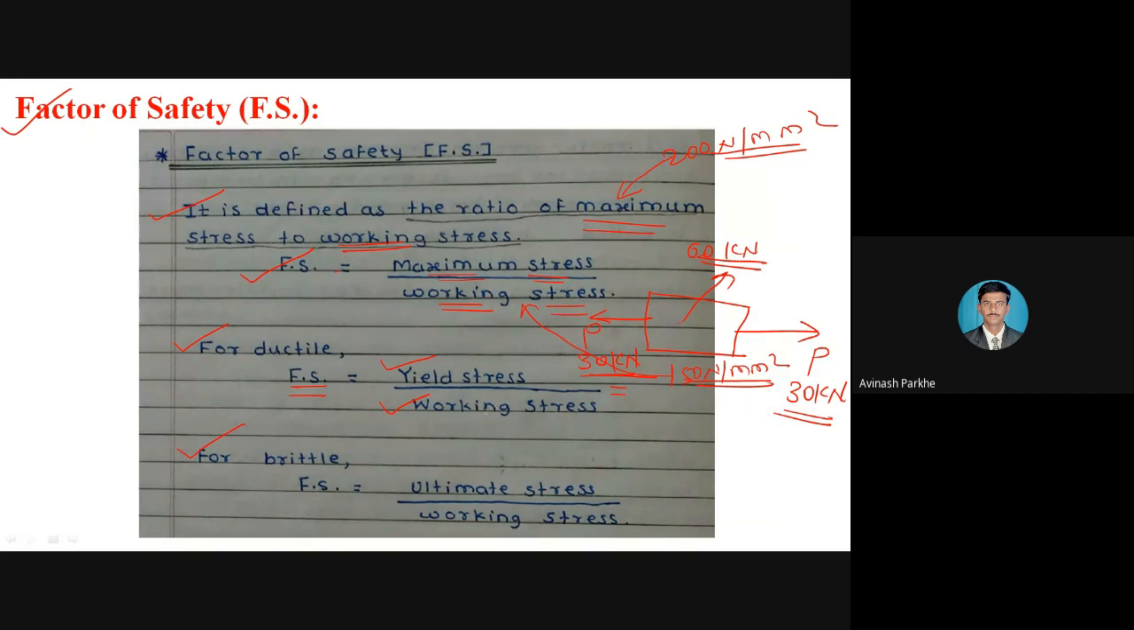But I have to define the factor of safety formula especially for the ductile material as well as for the brittle material. In case of a ductile material, as we know, the maximum stress point will be considered as the yield stress point or upper yield point for the further calculation. But in case of a brittle material, the maximum stress point will be considered as the ultimate stress point, because in case of a brittle material only 2 points are there.